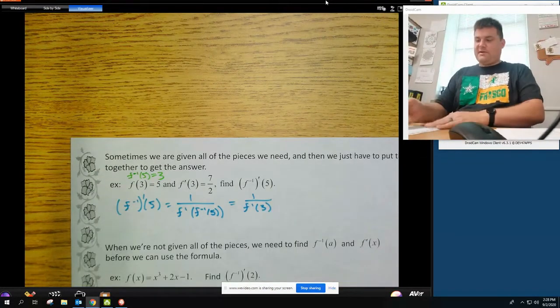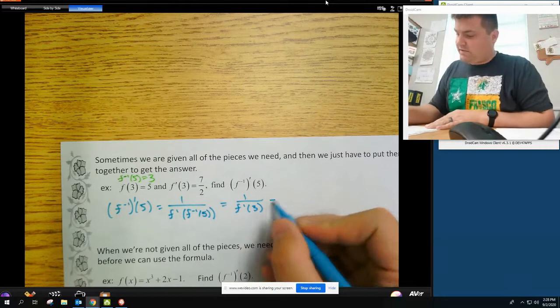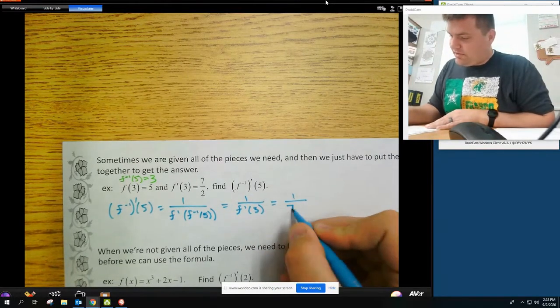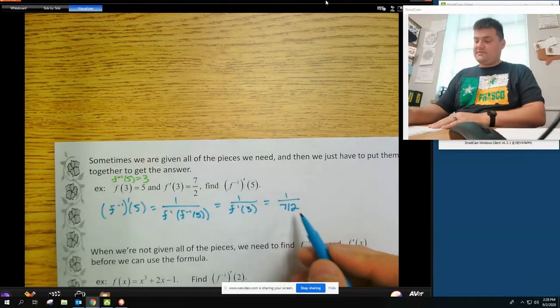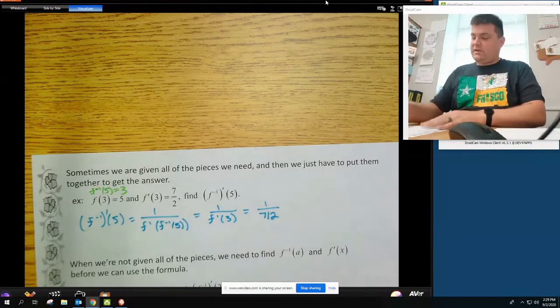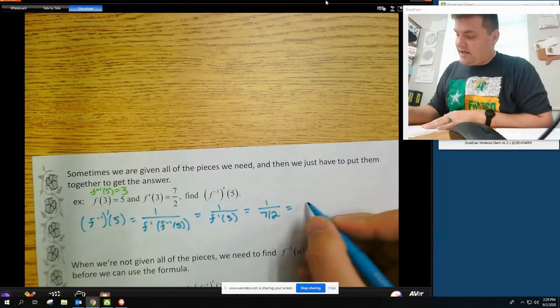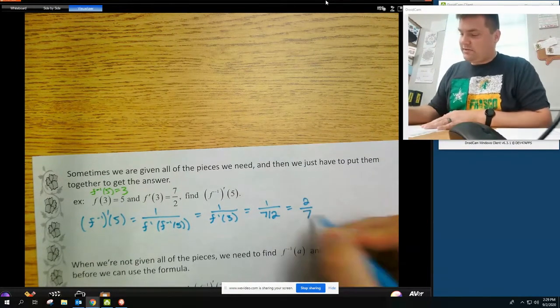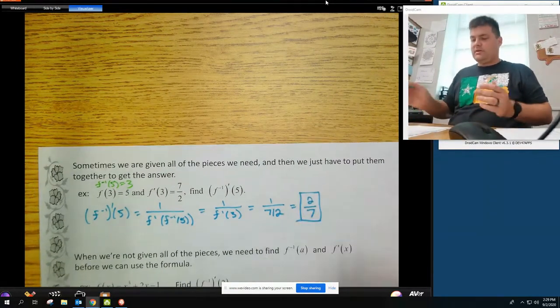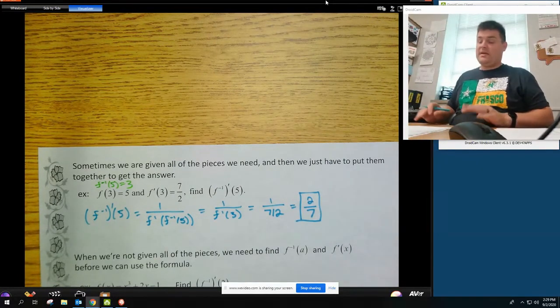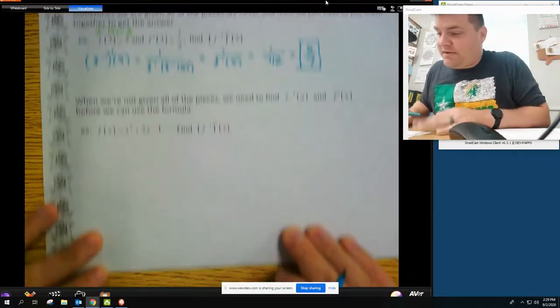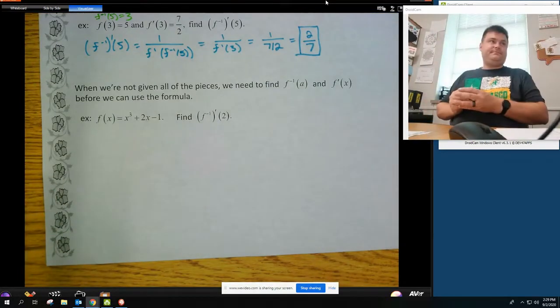Don't I have f prime of 3? I do. It gave it to me. So it's 1 over 7/2. Can't have a fraction in a fraction, so I'm just going to flip the second and multiply, and I'm going to end up with 2/7. And there we go. That is my answer. Not so bad. Now, sometimes you're not given everything, and you need to find it.